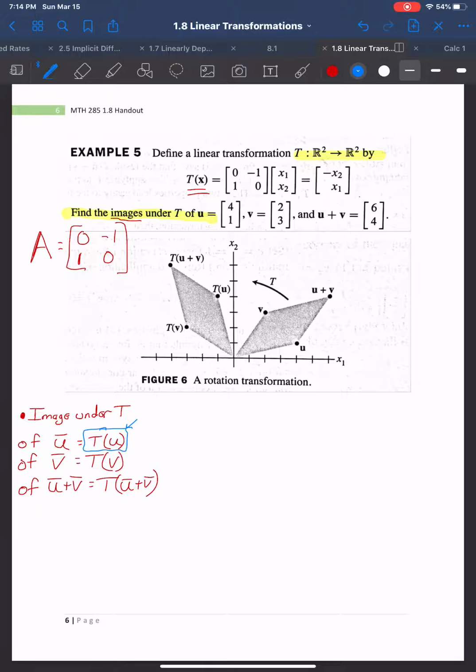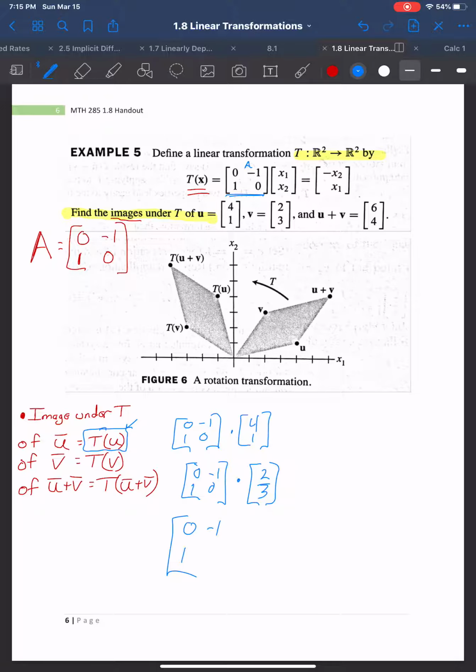We have our definition. So in this case, we know A. This is the matrix A that we're going to use, and what I'm going to do for each one of these is simply take matrix A and multiply it by, we'll start with u, then we'll take matrix A and multiply that by v, and then finally we'll take matrix A and multiply that by u plus v.